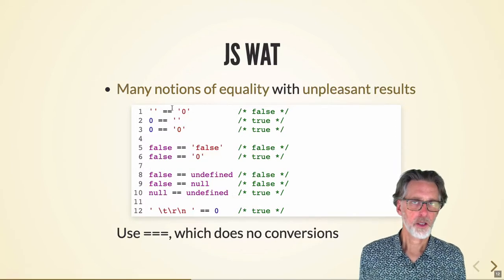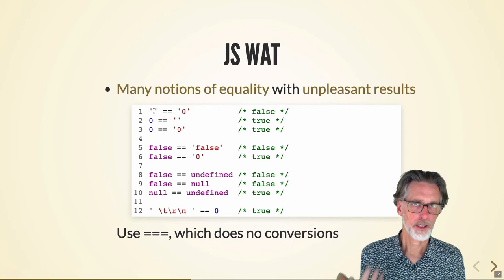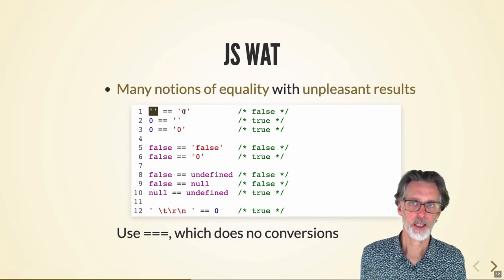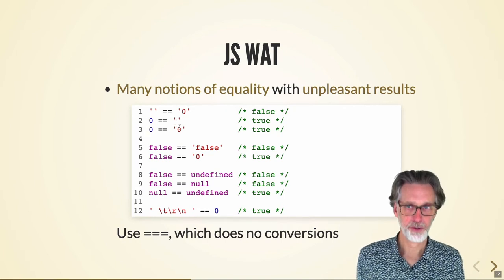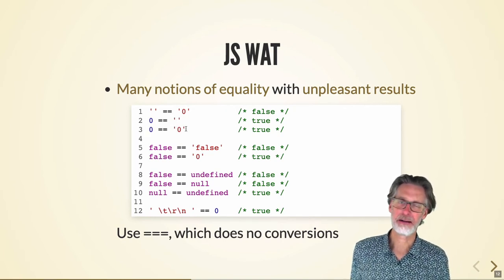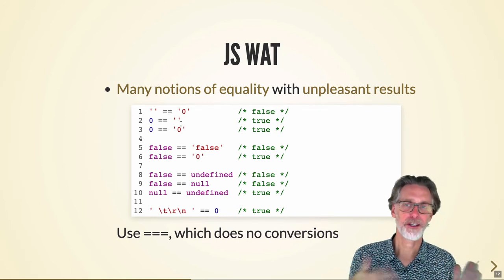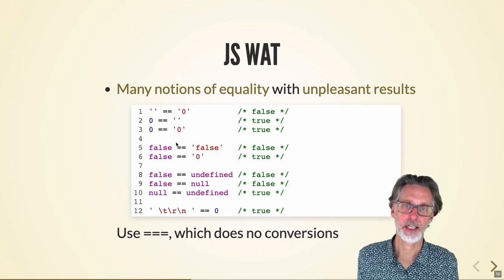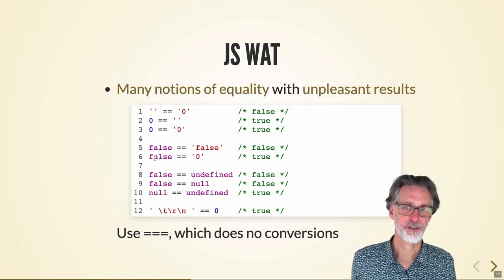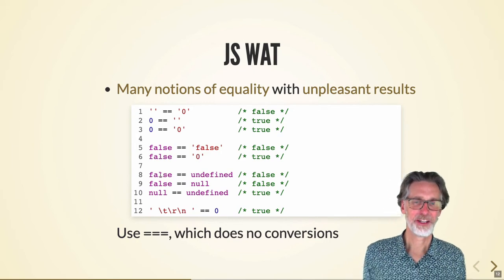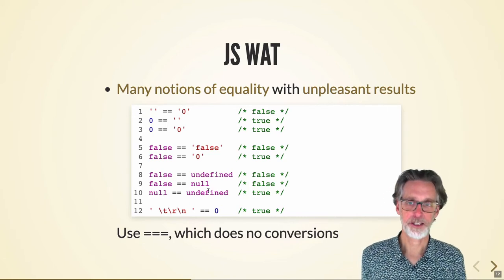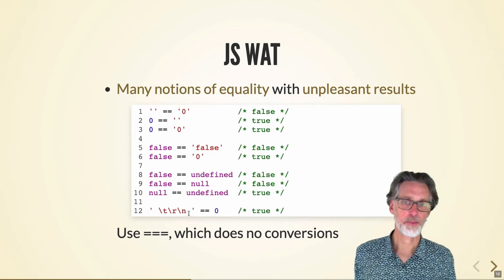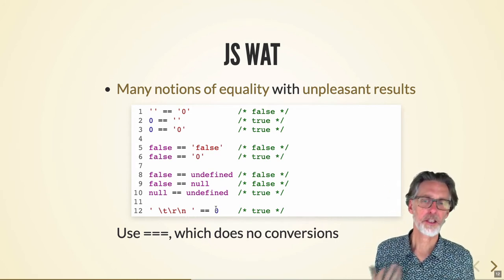Coercions also happen with the equality operator, and this can create terrible outcomes. For example, the empty string is considered inequivalent to the string "0", but 0 is equivalent to the empty string, and 0 is also equivalent to the string "0". This makes no sense, but it's just the fact of conversions and how they're happening here. False is not equal to "false", but false is equal to the string "0". False is not equal to undefined. False is not equal to null, but null is equal to undefined. In addition, you have white space always equal to 0. So these things are quite odd.